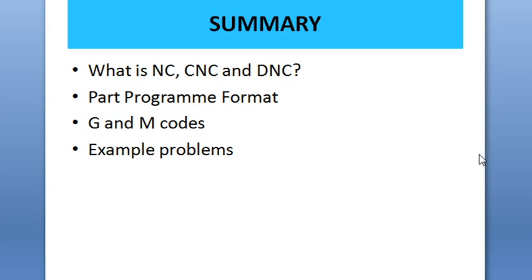Okay students, what are the topics we covered in this lecture? The basics and definitions of NC, CNC, direct numerical control, then the structure of the program. In structure, the G codes and M codes used in the program format. Then some of the example problems asked in previous GATE exams.